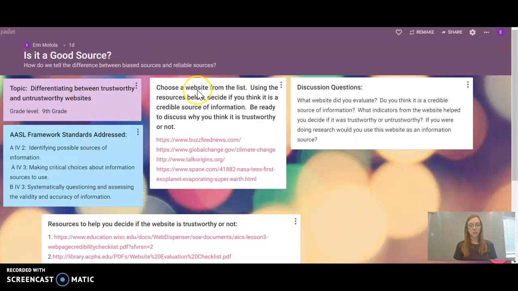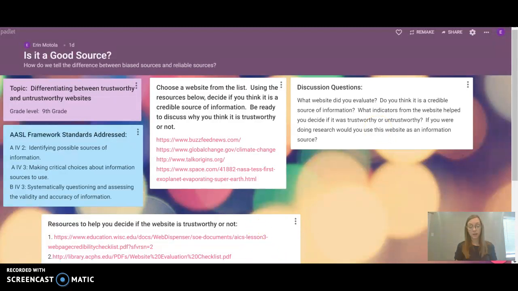So you are going to be choosing one of these websites. There are 4 for you to choose from. You're going to pick one, and you're going to use the resources below that I'll talk about here in a second to decide if you think it is a credible source of information. And you're going to need to be ready to talk about why you think it's a credible source of information or not.